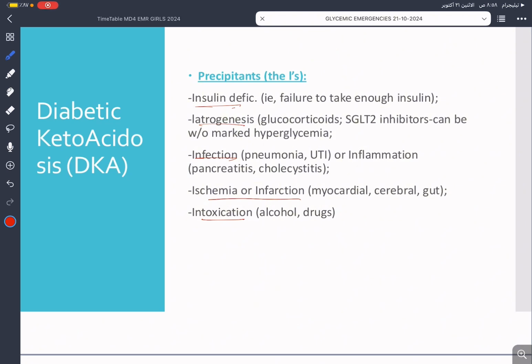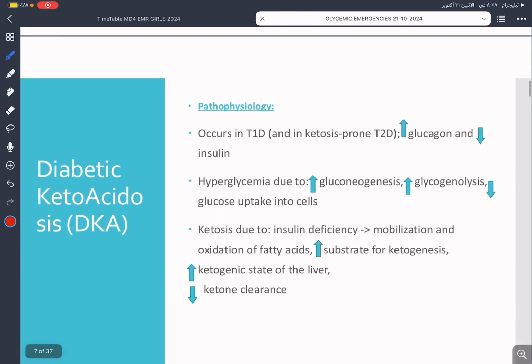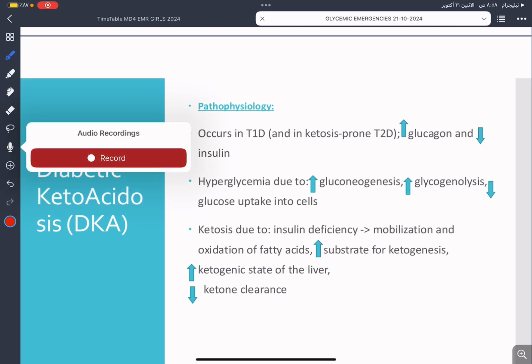So we have missed insulin dose, inflammation or infection. Inflammation like what? A patient may present with pancreatitis or cholecystitis that will lead him to DKA. What else? He may present with MI, so MI might precipitate DKA. Or he might present with bowel ischemia. So not all DKA is because of a missed insulin dose, it might be something else. But the most common is a missed dose of insulin.